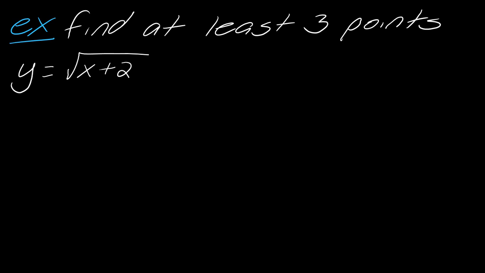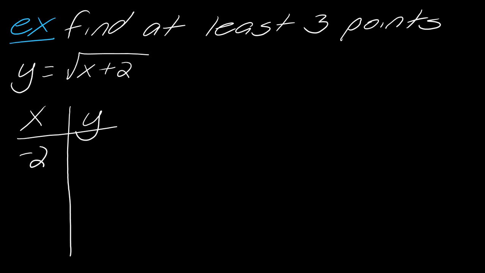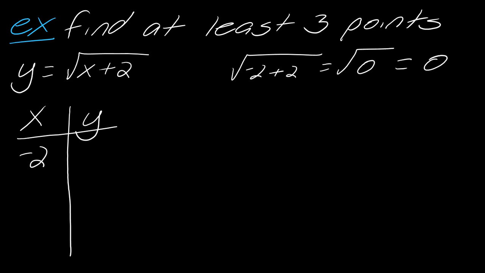So I can choose any 3 points that I want, and I'm going to make a little table here. I want to choose points that are easy to calculate. So I actually want to have square roots that I can easily take. The easiest x I could think of, the first thing that came to mind, was -2. Because if I plug in -2, of course I have -2 plus 2, that gives me the square root of 0. So that'll just equal 0. So that one's cool.